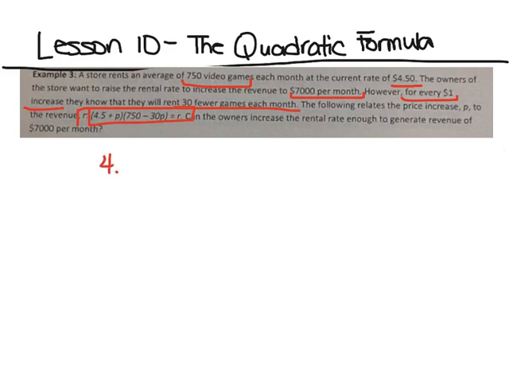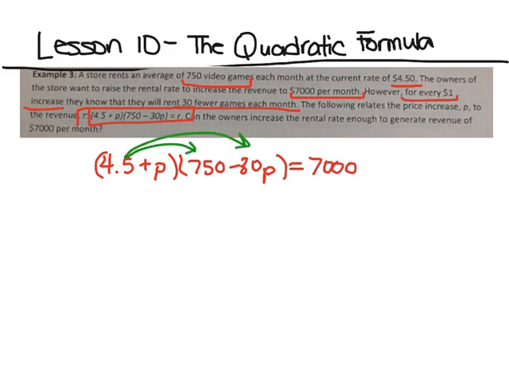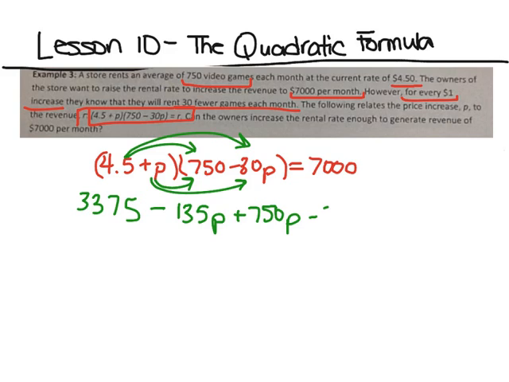So you have 4.5 plus P times 750 minus 30P, and we want the revenue to be equal to 7,000. So we need to put this into standard form. So we're going to multiply out our brackets. So 4.5 times 750 is 3,375. 4.5 times negative 30P is negative 135P. P times 750 is plus 750P. And P times negative 30P is minus 30P squared, and we're going to subtract 7,000.